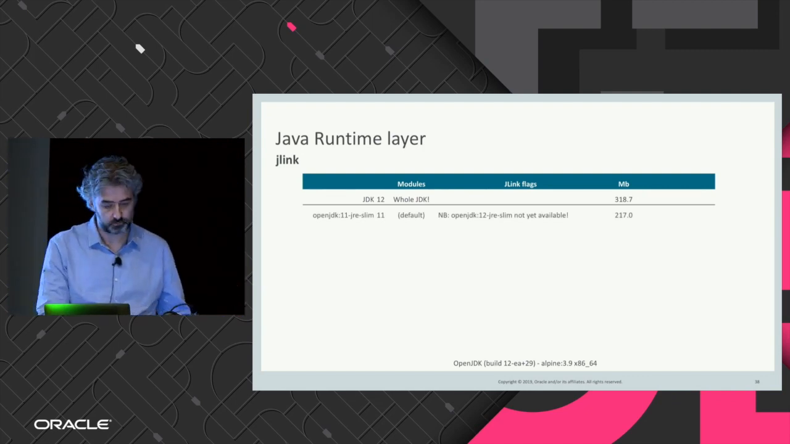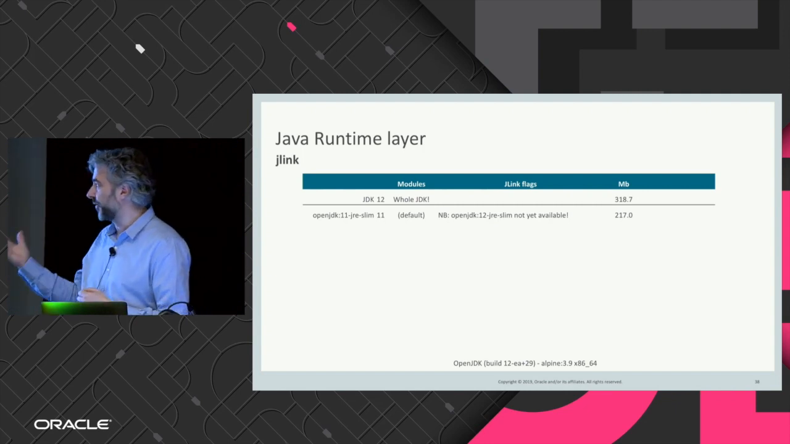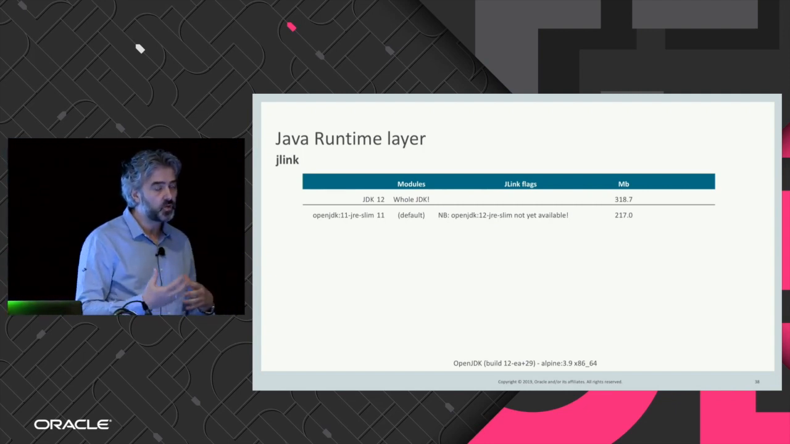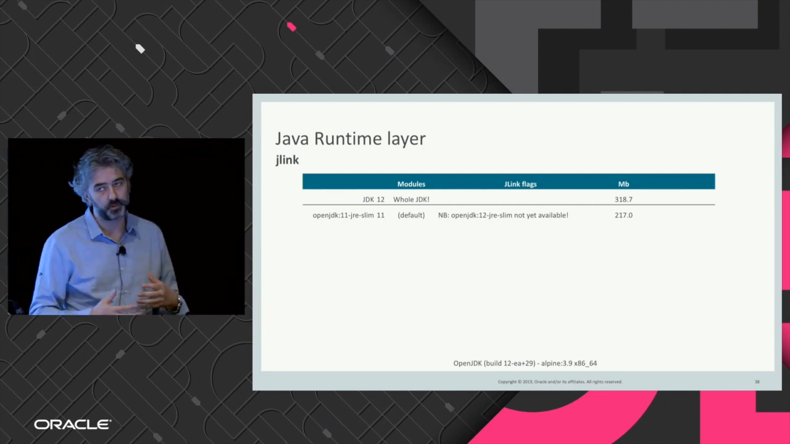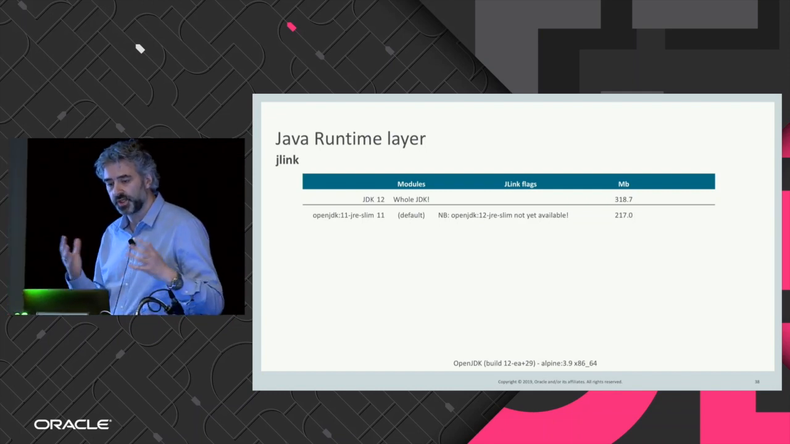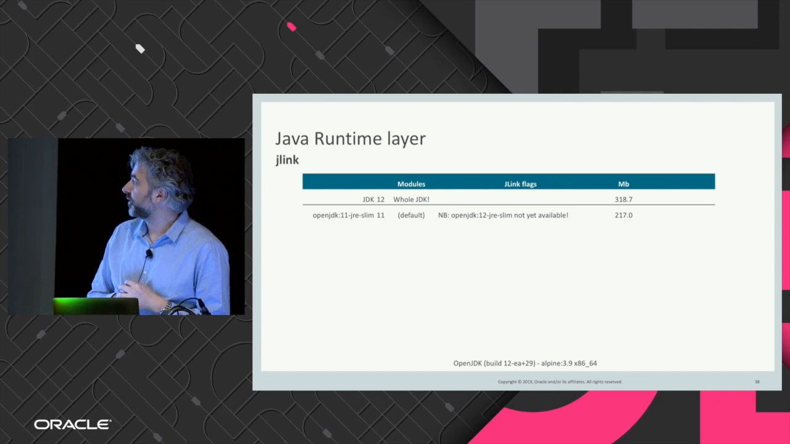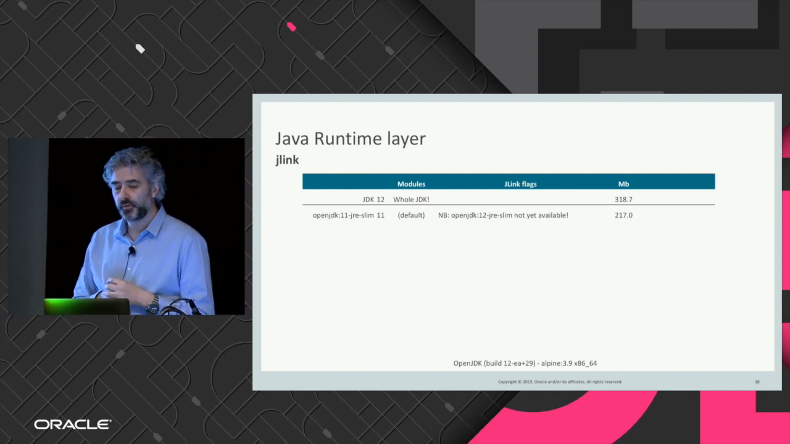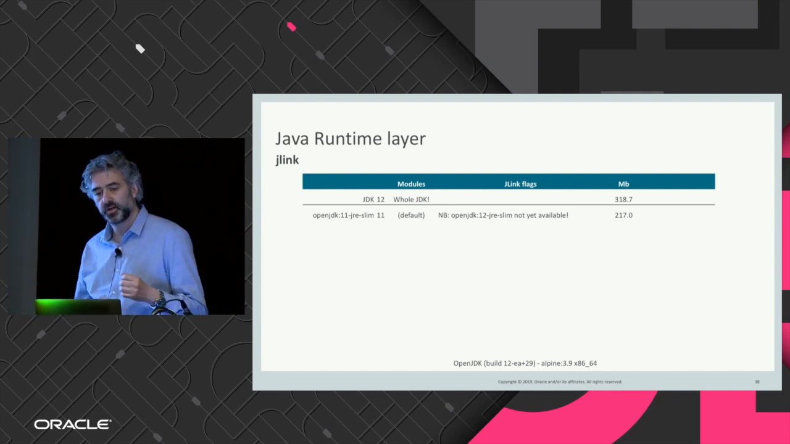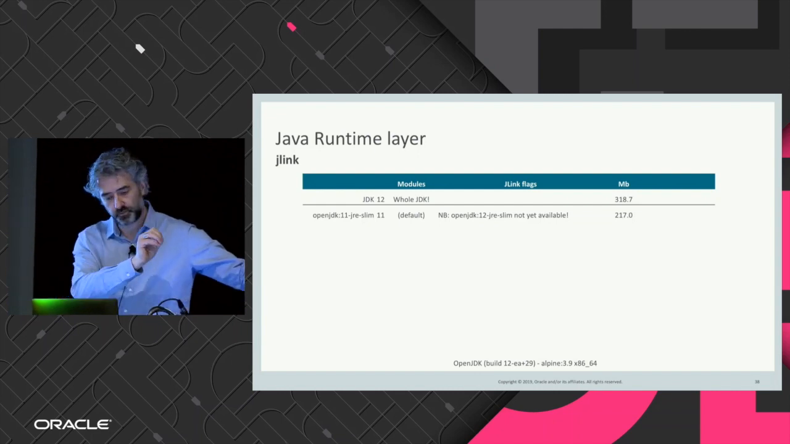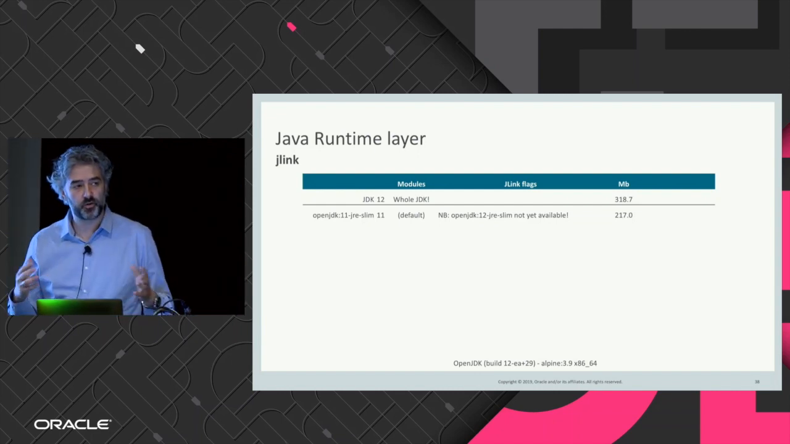You only need a JRE, so that you can already switch to a JRE. Now, there is no Java 12 JRE. But to give you some idea of the weight of a JRE, I took the JRE of OpenJDK 11, 220 megabytes. So from switching from a JDK to a JRE, we already save 100 megabytes.